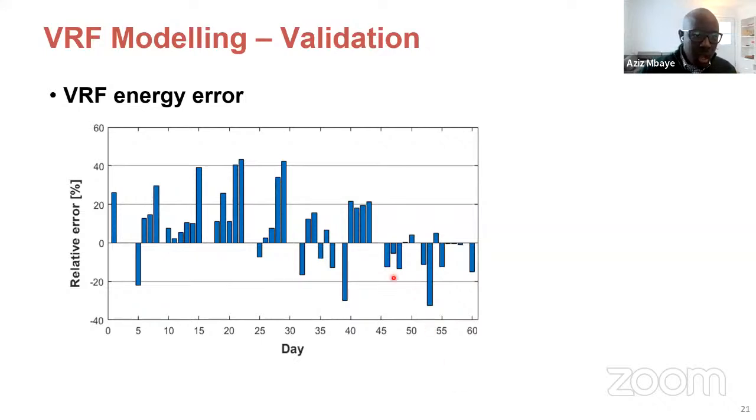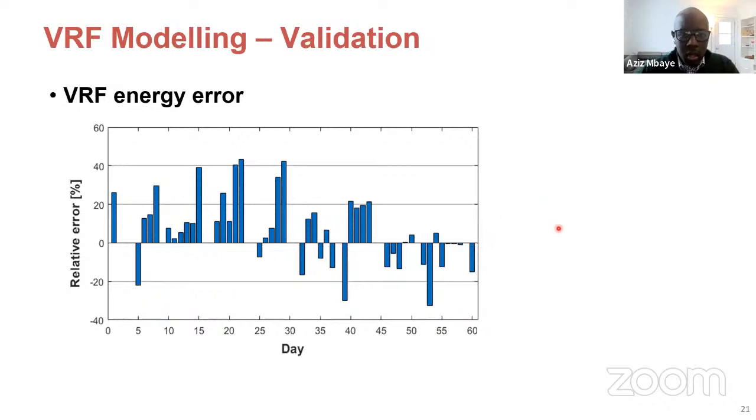And we have here first, for the relative error, a wide scattering of the error of the daily energy of the VRF that is simulated, and the error ranges from basically zero up to 43%. But if we take into account all those errors for the entire simulation period, the aggregated relative error is around 4%, which is relatively low.